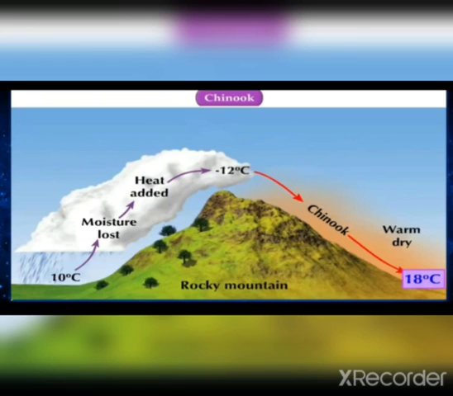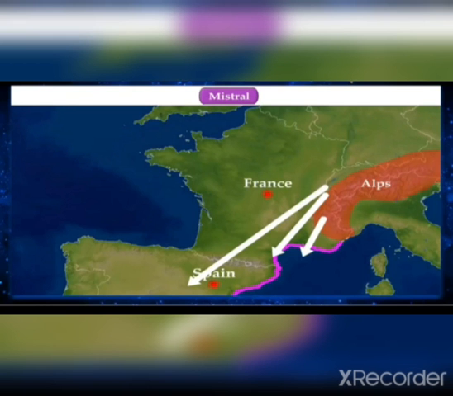Third one is Chinook. It's also known as snow eater. It's warm and dry. These winds blow down the eastern slopes of the Rocky Mountains of North America. They cause the snow to melt and increase the temperature in the valleys. Fourth one is Mistral. It's cold and dry. These winds blow in Spain, France and areas around the Mediterranean Sea. They originate from the Alps. These cold winds reduce the temperature in the coastal areas.